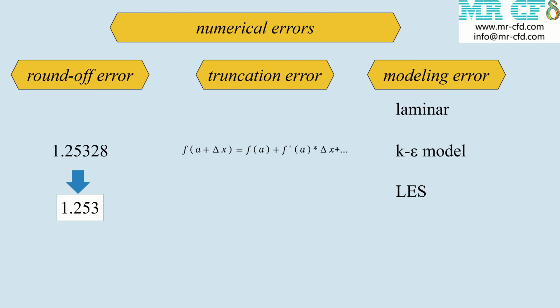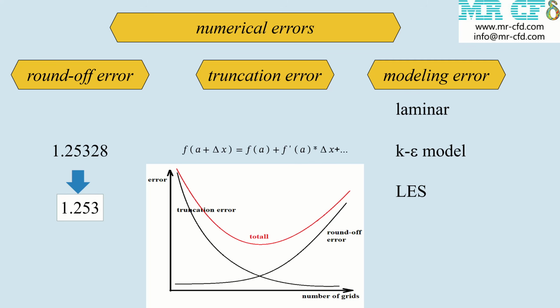These errors can be significant in cases where models are not representative of the actual physical processes, leading to inaccurate predictions. Refining the grid sizes and time steps can reduce the truncation error, but increases the round-off error. So in our simulation, finding the ideal grid size is very important, because reducing grid size in some cases, in addition to increasing computational cost, may even have a negative effect on accuracy.